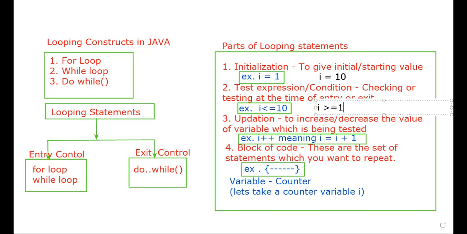Okay, very good. And here, can you tell me, I minus minus, what does it mean? It means I is equal to I minus 1. Okay, so this is decrement and this code remains same.